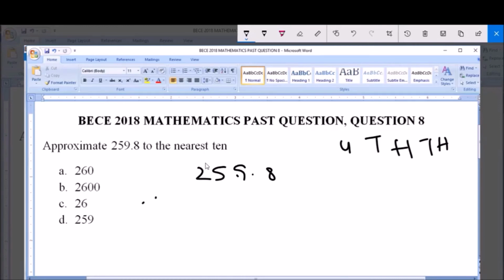Now, giving each of these numbers their place value, we say this 9 here is units, the 5 here is tens, as in 50, and the 2 here is hundreds, as in 200. Now we are asked to approximate this to the nearest 10. So we are dealing with this 10 here.